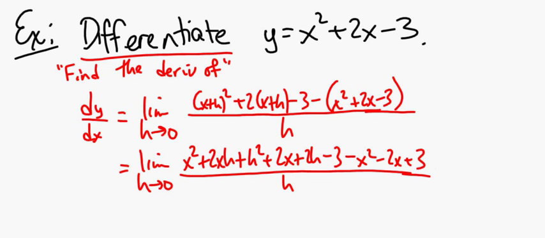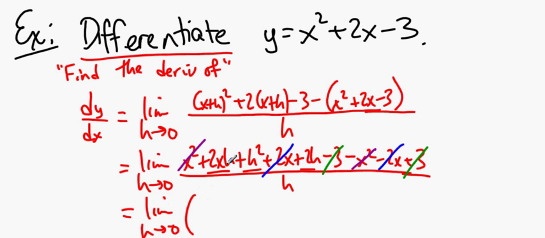But you should notice that some things start canceling. Positive 2x, negative 2x, minus 3 plus 3, negative x squared, positive x squared. And you should notice that the remaining terms all have an h in them, which can be factored out and canceled. So we're going to factor out h from each of those, cancel it with that, and get 2x plus h plus 2.